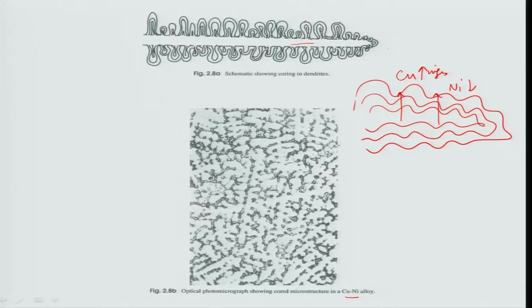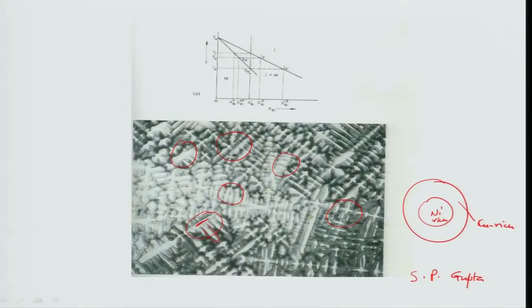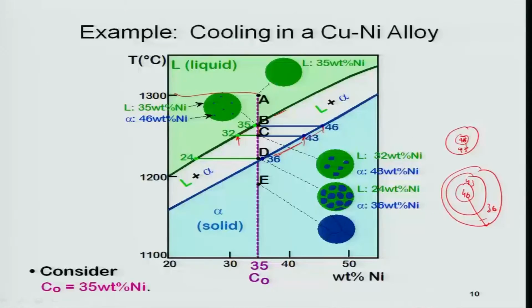This is the low magnification optical micrograph, where you can see that these are the copper rich regions, which look dark, and these white regions are copper lean regions, which are nickel rich regions, in other words. Now many people actually modify this phase diagram, which I will do here.